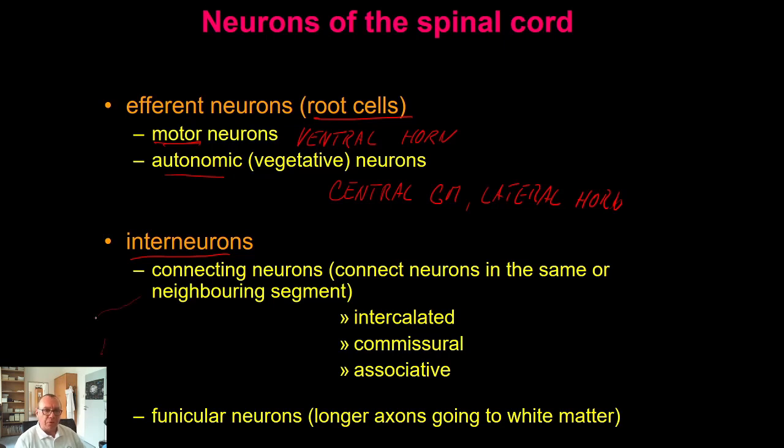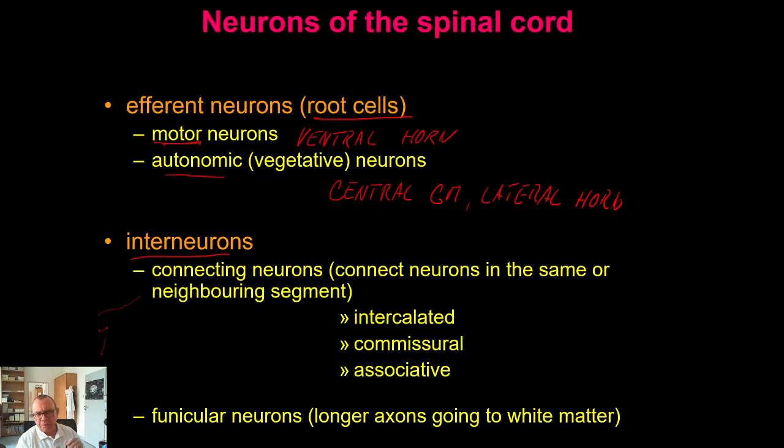Then we have interneurons. Interneurons are neurons which are connecting all other neurons and which don't send so long axons to leave the central nervous system. It is important. They can contain long axons, but their axons can never leave the CNS. They connect only neurons situated in the CNS.